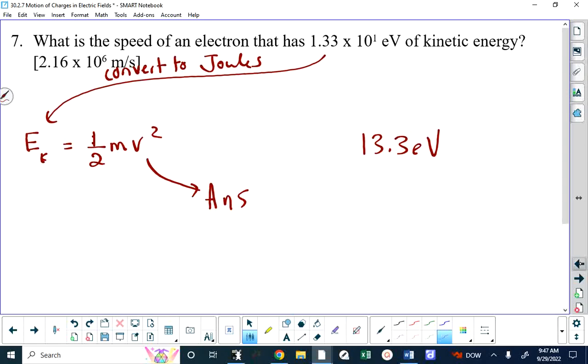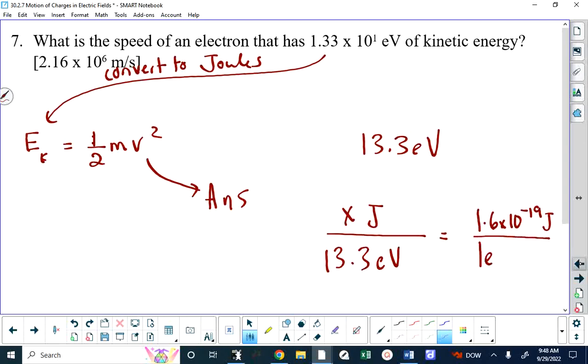I don't want to leave anybody in the dust here. If you have to physically write down a ratio to figure out how many joules it is, then do so. But I'm also cautioning you that hopefully that necessity of doing that is going to fade away over time. It should.